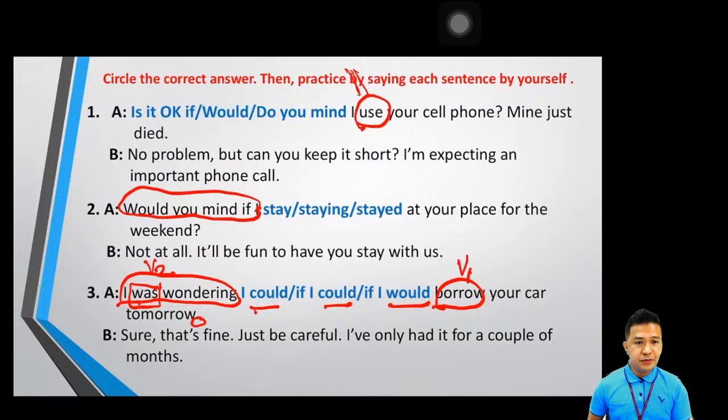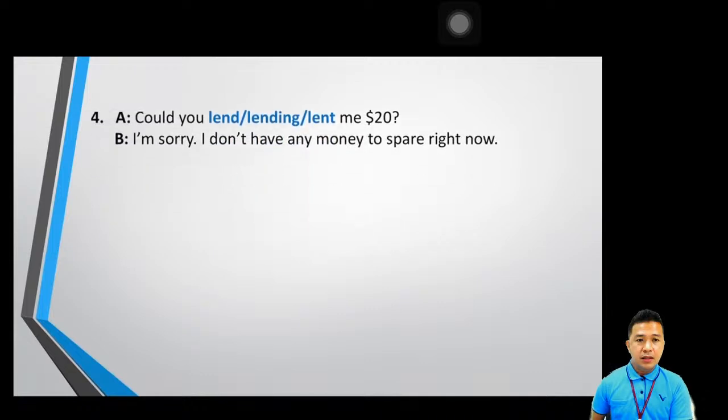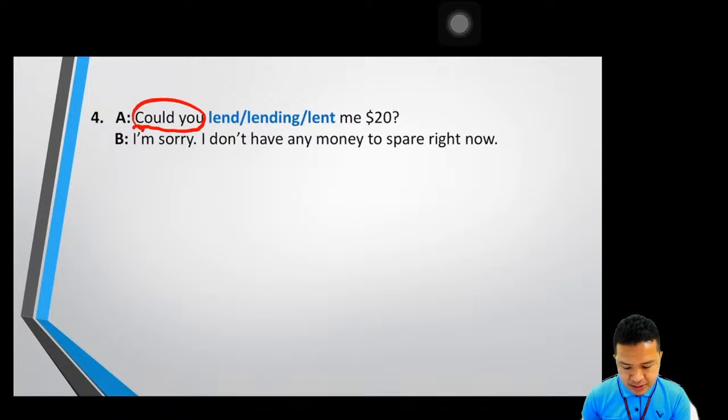Okay, let's move to number 4. Student A: Could you lend me $20? I'm sorry, I don't have any money to spare right now. You have here, could you. This is a less formal request with modal. So what is the correct answer? Circle the correct answer.